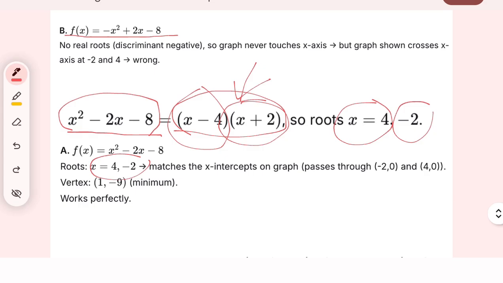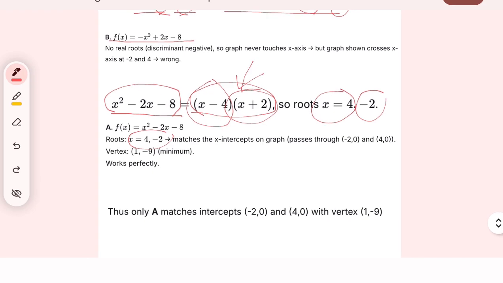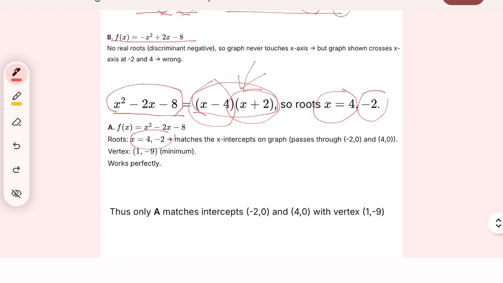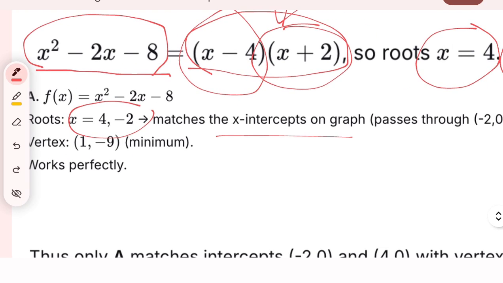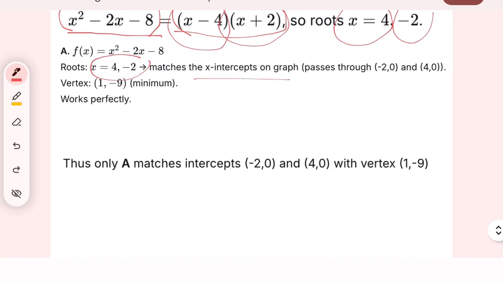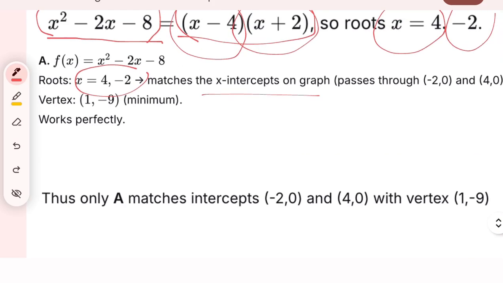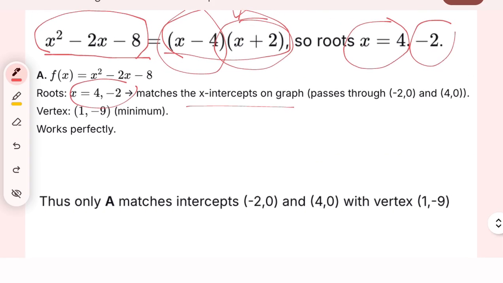It matches the intercepts on the graph, because it has positive 4 and negative 2. It matches the given graph, right? So that's all right. However, it passes that test now.